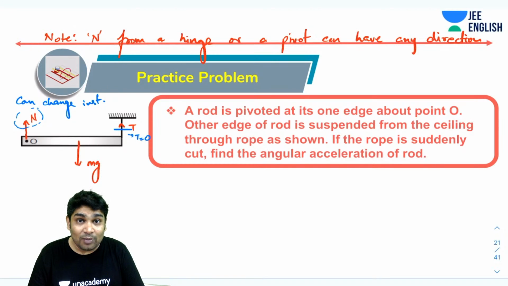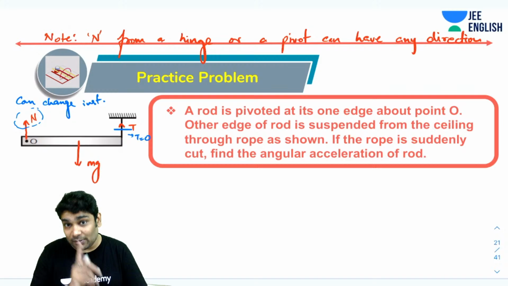So since I don't know about N, I cannot apply F equals ma equations to find the acceleration of the CM and hence the alpha. However, what I can do is I can take torques about O.